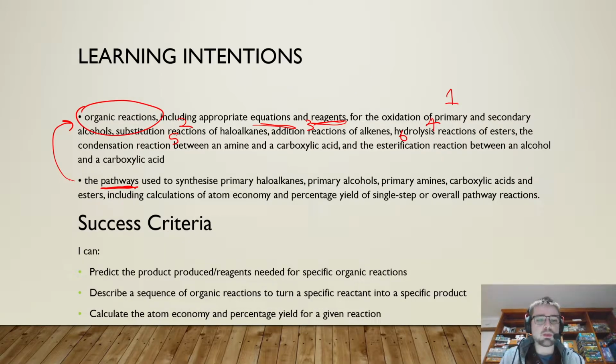You should be able to predict the product produced or the reagents needed for a specific organic reaction. You should be able to describe a sequence of organic reactions. So let's write a pathway to turn a specific reactant into a specific product. And you should be able to calculate atom economy and percentage yield for a given reaction, given the appropriate numbers.